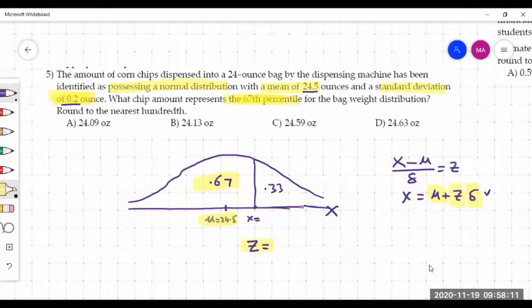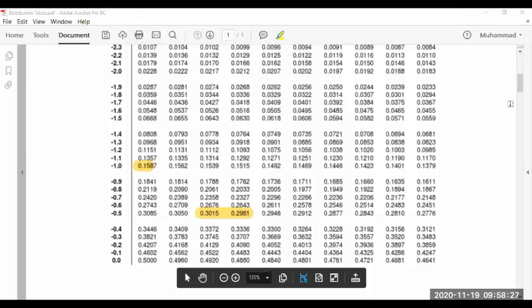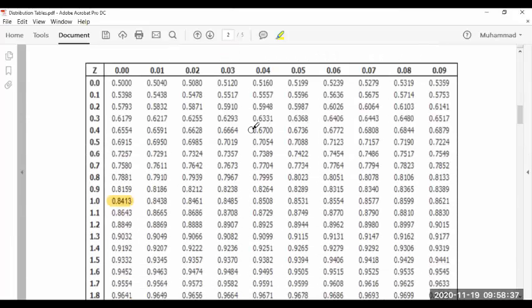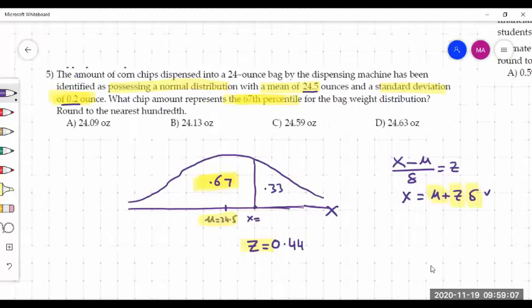So now go to the table and quickly find what the Z is when the area on the left is 0.67. So look for area 0.67. Here you can see this one, this is the 0.67 area, and this corresponds to 0.4, and the next digit is 0.4, so 0.44. So Z is 0.44. Now just plug into this equation.